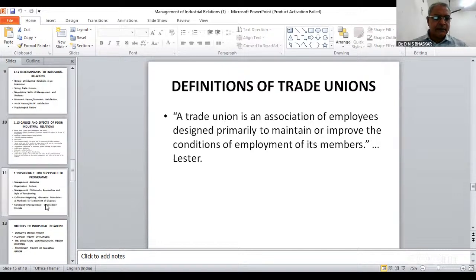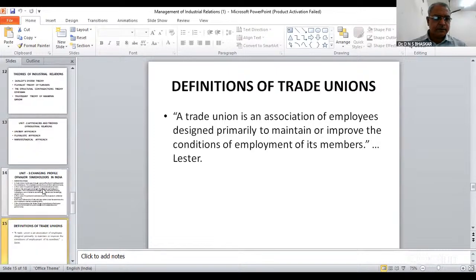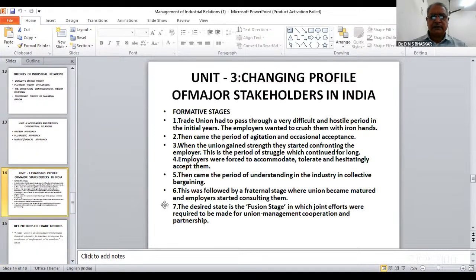So what are the various stages which have developed for trade unionism? Trade unions passed through various stages in the initial years. The employers wanted to crush them with an iron hand.